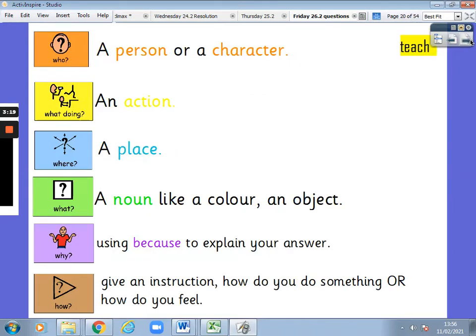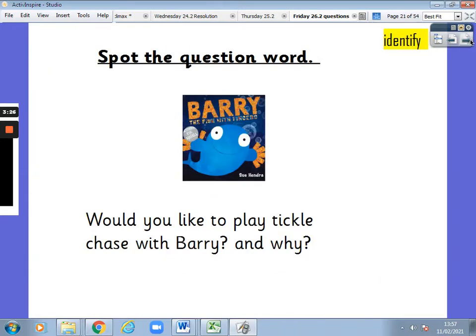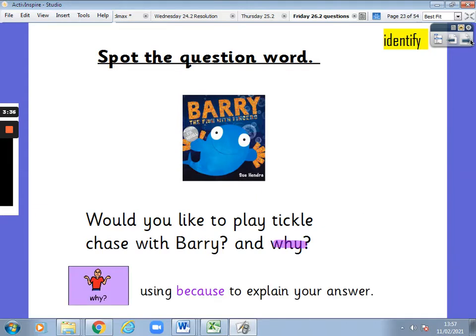Question words. Who, what doing, where, what, why, and how. Spot the question word. Would you like to play tick or chase with Barry? And why? The question word was why. A question word doesn't always have to be at the beginning of our question. Would you like to play tick or chase with Barry is a question, but does not have a question word. And today we are using question words. Why was our question word.